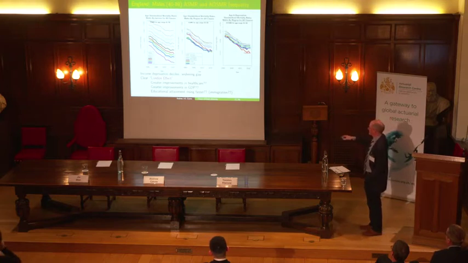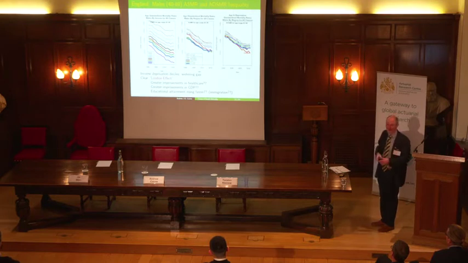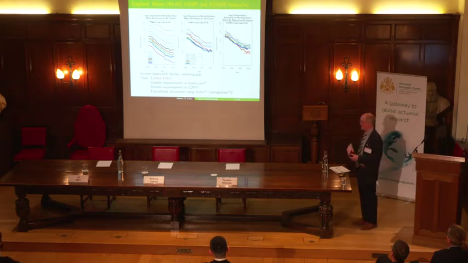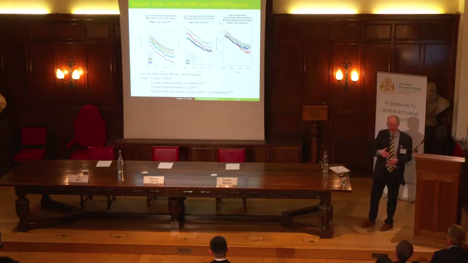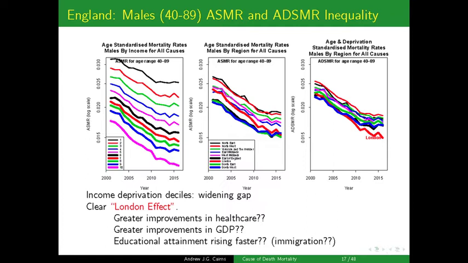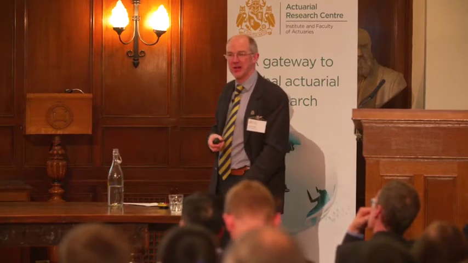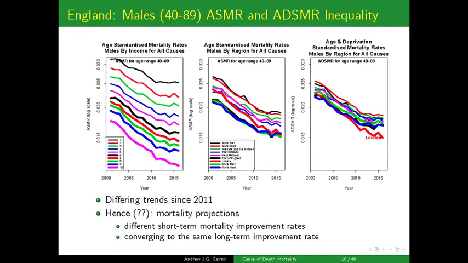So again, as we talked about before, we really want to think about what perhaps are the reasons for this London effect. Is it improvements in healthcare or public health initiatives? Is it perhaps due to GDP? Because the GDP in London has certainly grown at a faster rate than other regions. Or is it various forms of gentrification? Are educational levels generally rising in London? We also see differing trends since 2011. So again, there are implications for mortality projections that we talked about in Torsten's presentation.